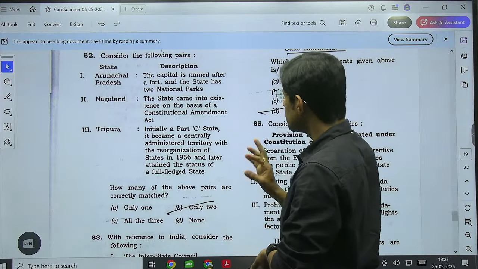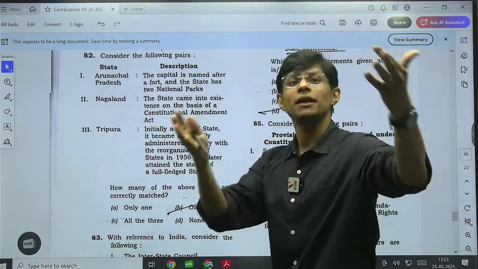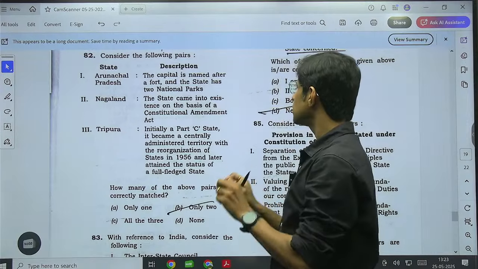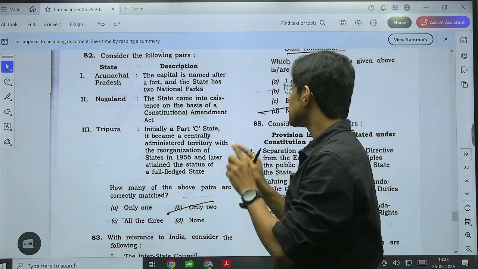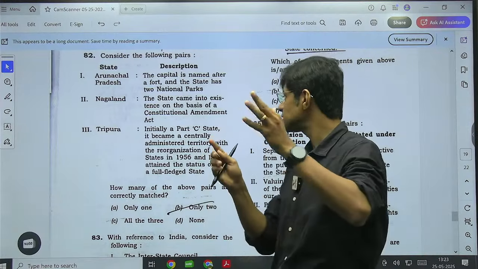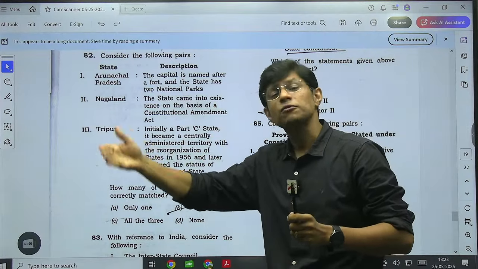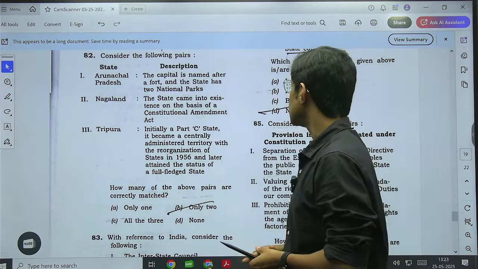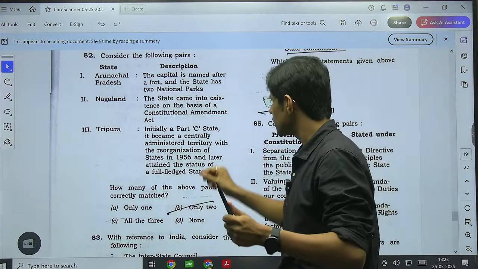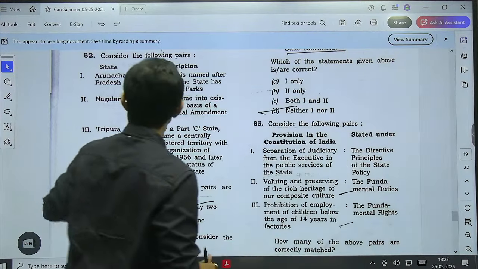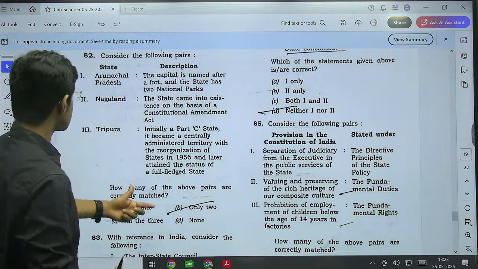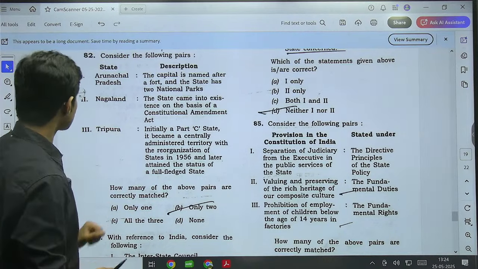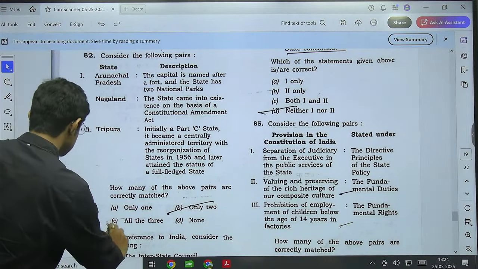Now, the third, Tripura, initially a Part C state, that is after independence. There were three categories of states, Part A, Part B and Part C. It became a centrally administered territory with the reorganization of states, that is once the Reorganization of States Act was passed in the year 1956, Tripura came under the category of Union Territory and later attained the status of a full-fledged state. This is 100% correct. Now this statement is correct, this statement is correct. So either the answer has to be B or C. But here the correct answer is option C.